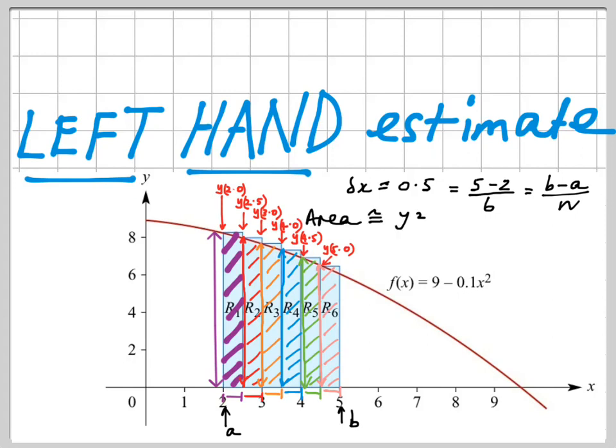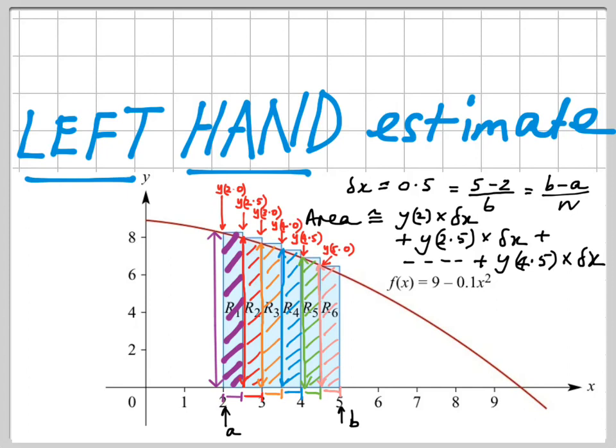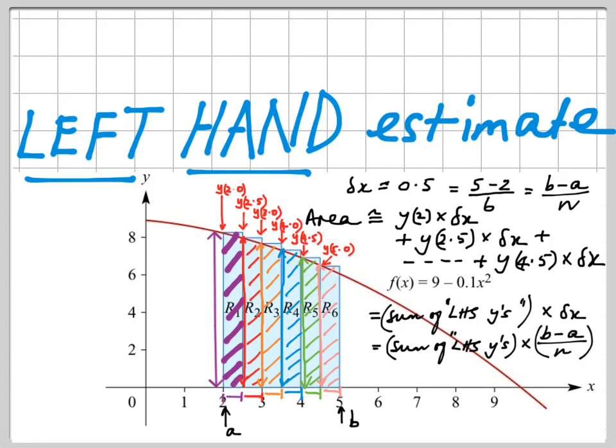Okay, that's the width. So the area is equal to y at x is 2 times the width, plus y at 2.5 times the width, plus and so on, and the last one is y at 4.5 times the width delta x. That's individually adding them all up, but if you factorise that expression, taking out delta x as a common factor, you could also get it by adding up all the left-hand side y values and multiplying them by delta x. It's the same thing. Multiply them by, in general terms, b minus a over n. So that is really the formula for adding up these rectangles and their areas.